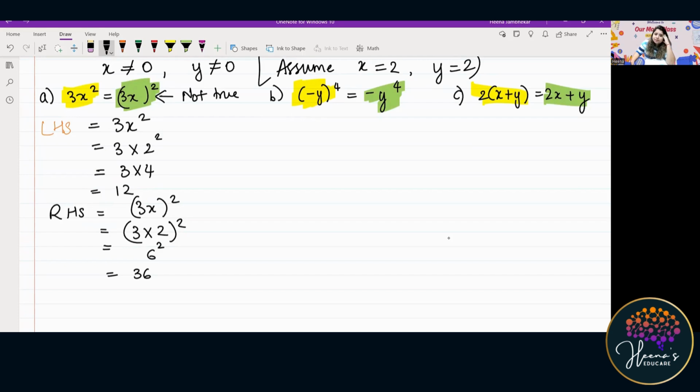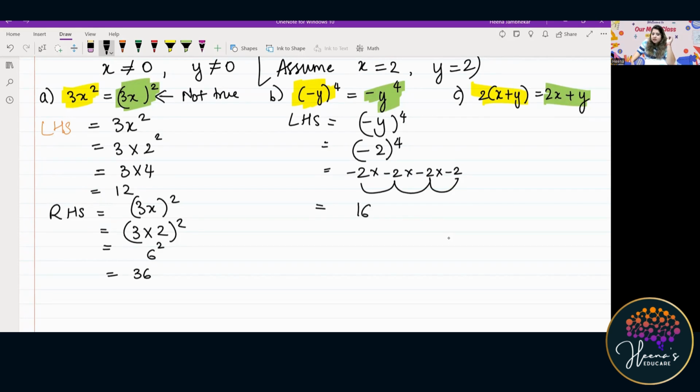Let's proceed to the next one. Left hand side, it says minus y the whole raised to 4. So you have minus 2 raised to 4. So that would be minus 2 into minus 2 into minus 2 into minus 2, right? 2 into 2, 4. 4 into 2, 8. 8 into 2, 16. 16. And how many minus? We have 4. Even number, so it's going to be positive.